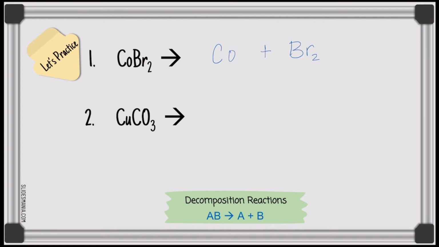In the next example, we have copper(II) carbonate decomposing. This is a metal carbonate. Remember, when carbonates decompose, they produce a metal oxide, in this case, copper(II) oxide, plus carbon dioxide gas. This equation is also balanced, so there's no need to add additional coefficients.